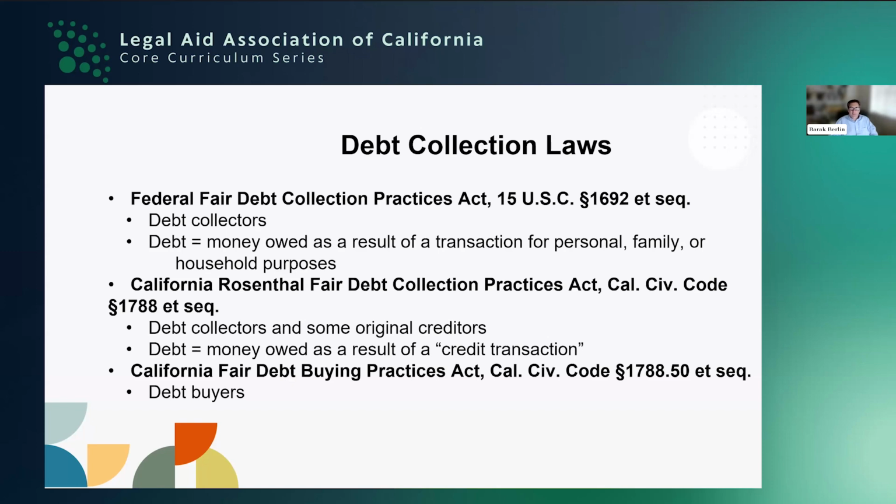The other nice thing about the FDBPA is that each of these statutes has a $1,000 statutory penalty maximum. So the client is only going to be able to get $3,000 if all three are violated. And that's regardless of how many times they violate each act. They can still only get $1,000 total per act. So having the Fair Debt Buying Practices Act, now they can get $3,000 instead of a $2,000 maximum.